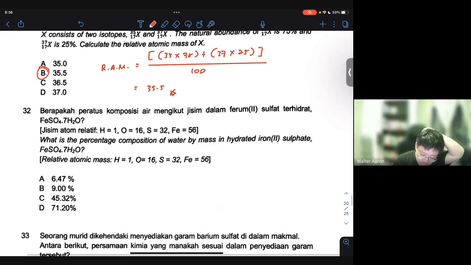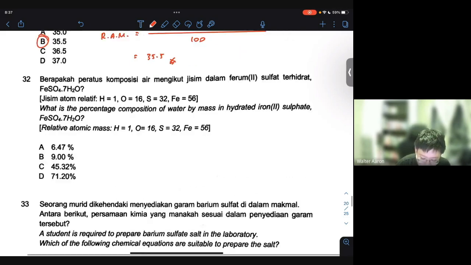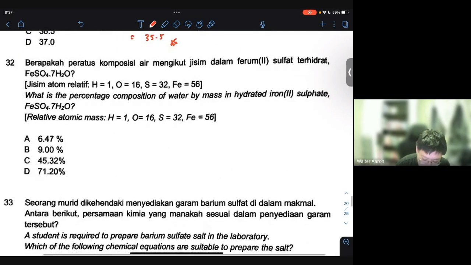All right, and then 32, what's the percentage composition of water by mass in hydrated iron(II) sulfate, FeSO4.7H2O? Now we're going to take water's mass only. So we're going to calculate the molar mass of water. Molar mass is also known as the relative molecular mass. It doesn't matter. The molar mass of H2O is 2 plus 16, so it's 18 grams per mole.